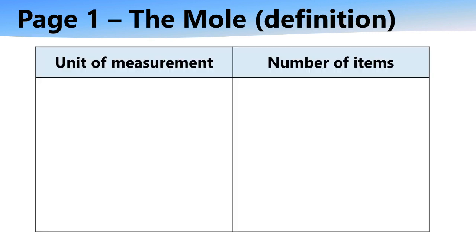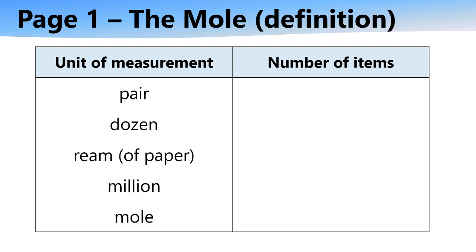Let's see some units of measurement that you've probably seen before. We have the pair, dozen, a ream of paper, million, and more. What does a pair mean? How many items when I say there is a pair of something? That's right, a pair is two of something. How about a dozen? It means 12 of something. And in a ream of paper, there are 500 sheets of paper.